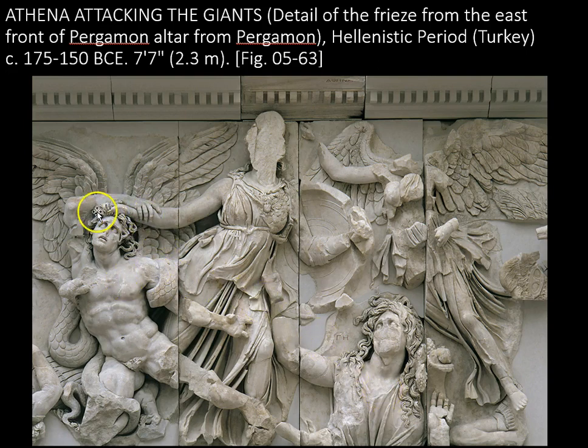Athena has a hold of him by his hair, and she's pushing him down, forcing him to kneel. His mother, Ge, over here on the right, is reaching up, trying to intervene on her son's behalf. We have a winged Nike figure, and she is caught in the act of crowning Athena with a victory wreath. So a couple of things just to notice about this sculpture. Look at how much of the frieze is taken up by the figures.